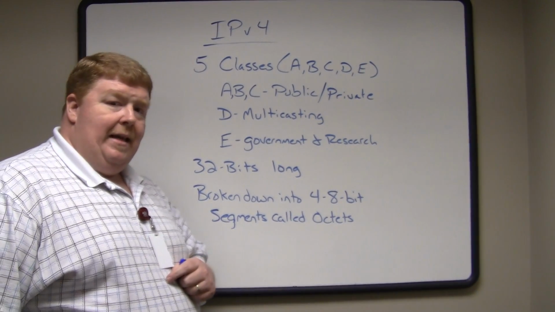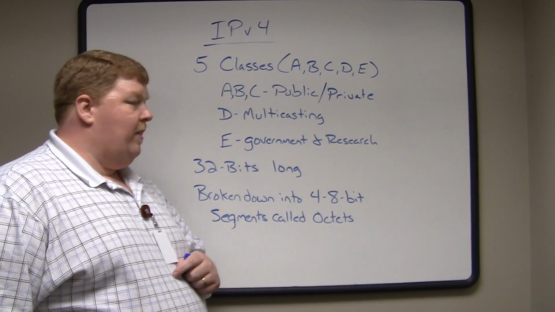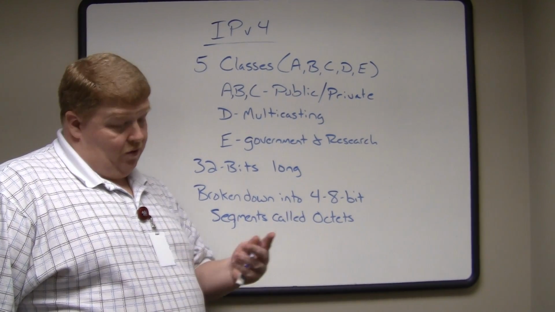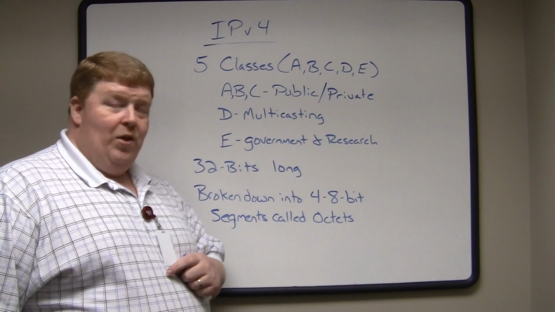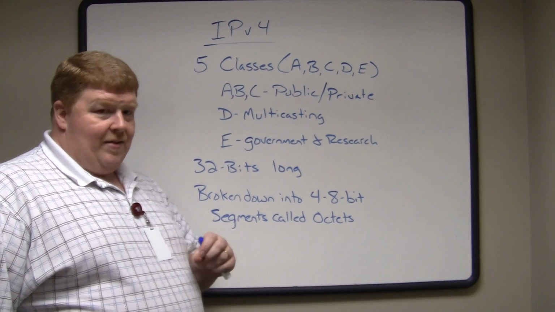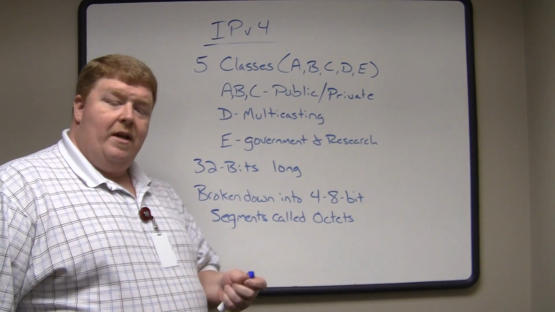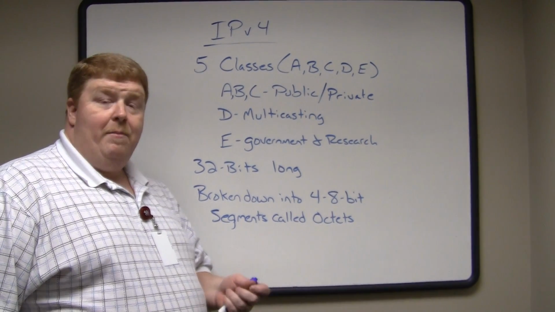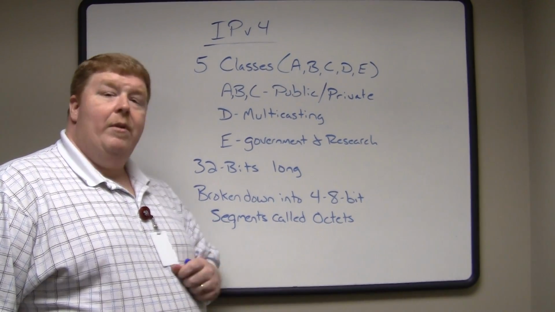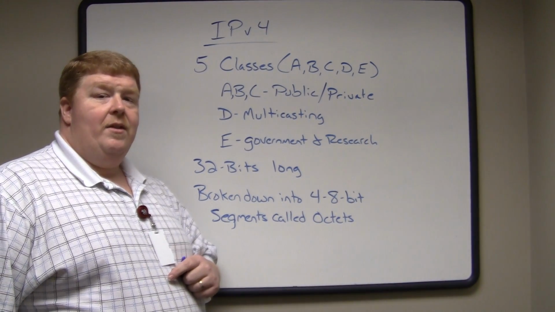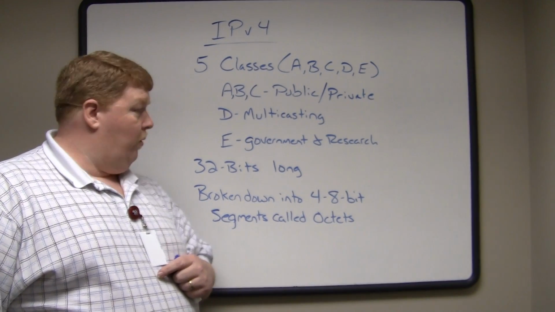And then Class E is used for government and research. And we don't use Class E whatsoever. Unless you're the government or you're doing research, you don't have to worry about that. In essence, the 3 classes that you will worry about and the 3 classes that you'll be tested on most are Class A, B, and C, because those are the public addresses and the private addresses that you're going to be dealing with on a daily basis in class as well as the real world.